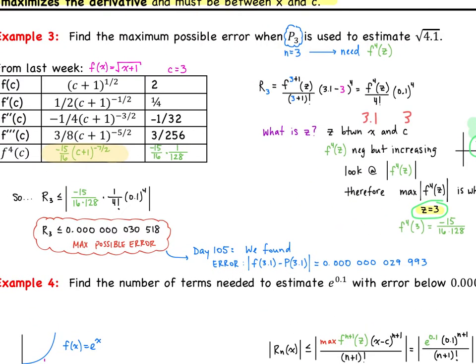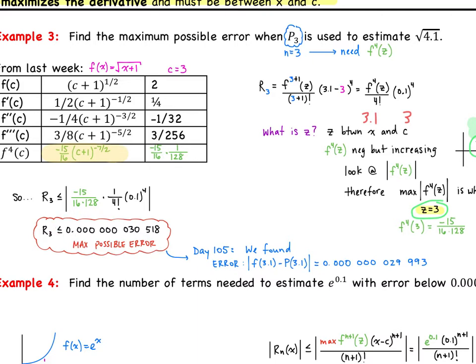So I'm going to move over here. We've already evaluated the maximum of the fourth derivative of z, at 3. And then that formula, 1 over 4 factorial times x minus c, which is 0.1 to the fourth power. Now remember, we're looking at the absolute value of this, so this negative just goes away. And when we plug this into our calculator, we're going to get this value right here. So if we were trying to evaluate the square root of 4.1 using a third degree polynomial, the maximum possible error we would get is this right here.